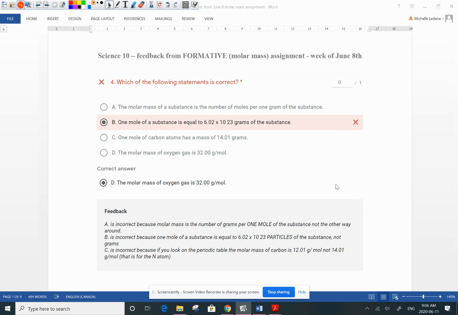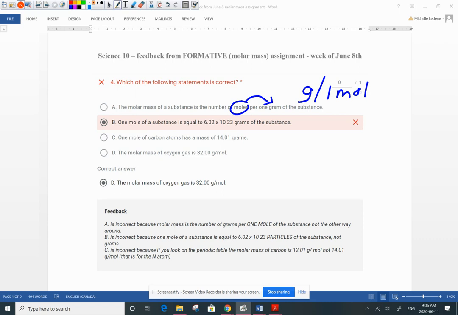Okay, here's another question that students got wrong. Molar mass is number of moles per 1 gram. No, that's not correct. It's number of grams per 1 mole. These words are mixed up, they're in the wrong order. So it's always grams per 1 mole.